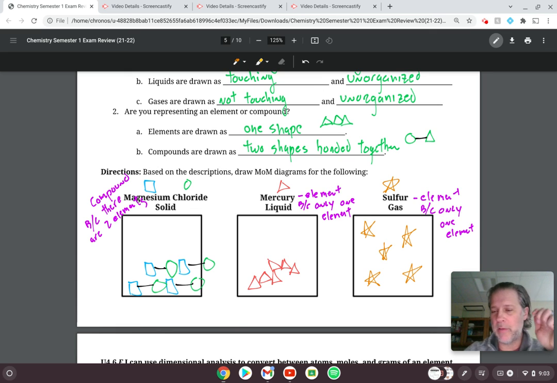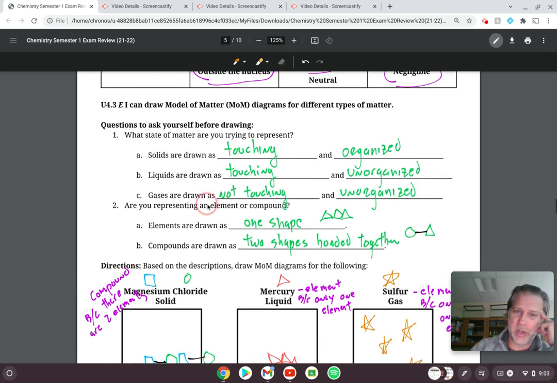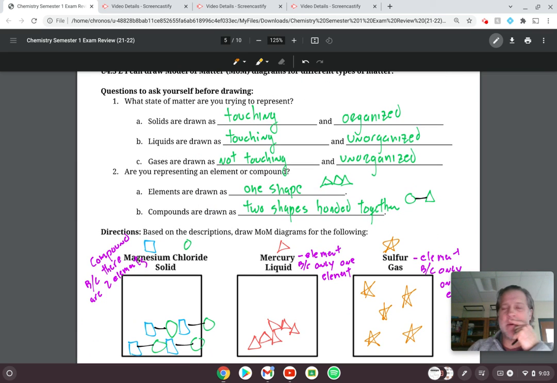So that's drawing model of matter diagrams. If you have any questions about this page, touch base with your teacher. Otherwise, good luck studying for the semester exam.